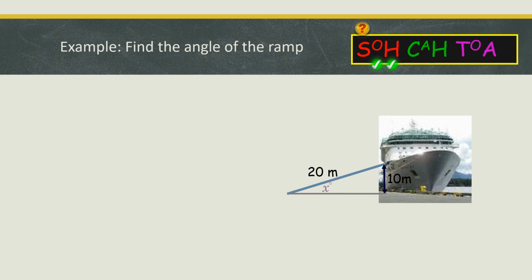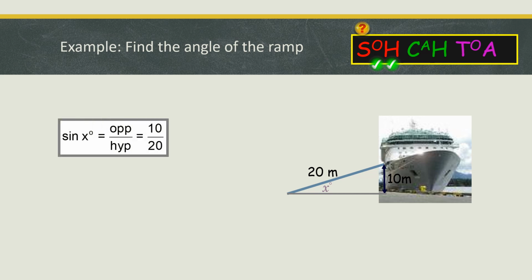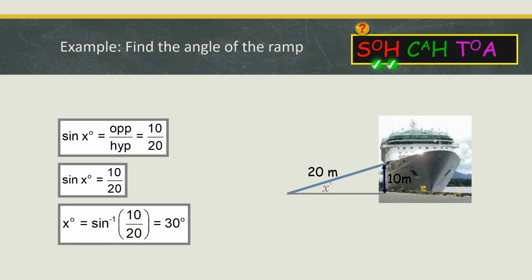So if we want to find the angle of the ramp up to this cruise ship, we are going to use our sine ratio. So our sine x is opposite over hypotenuse. The opposite was 10 and our hypotenuse was 20. So sine x is going to equal 10 over 20, or we could simplify that to a half. And then x degrees is going to be the inverse sine of 10 over 20, and that's going to give us an angle of 30 degrees.